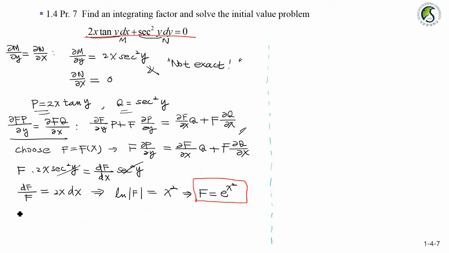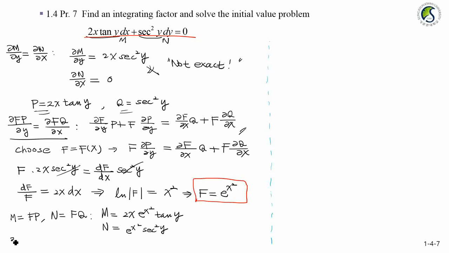Now, since we obtained f, the integrating factor, we have to check if it really makes it exact. All right, so now M has to be fP and N has to be fQ, right? So M is 2x times e to the x squared times tangent y, and N is e to the x squared secant squared y.